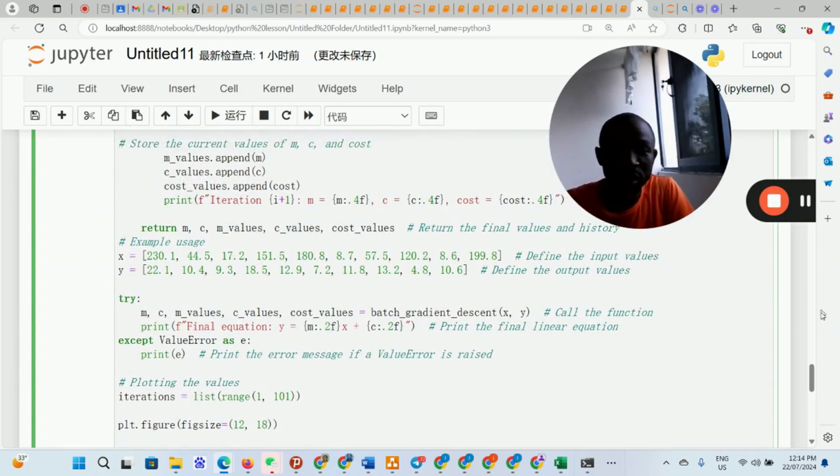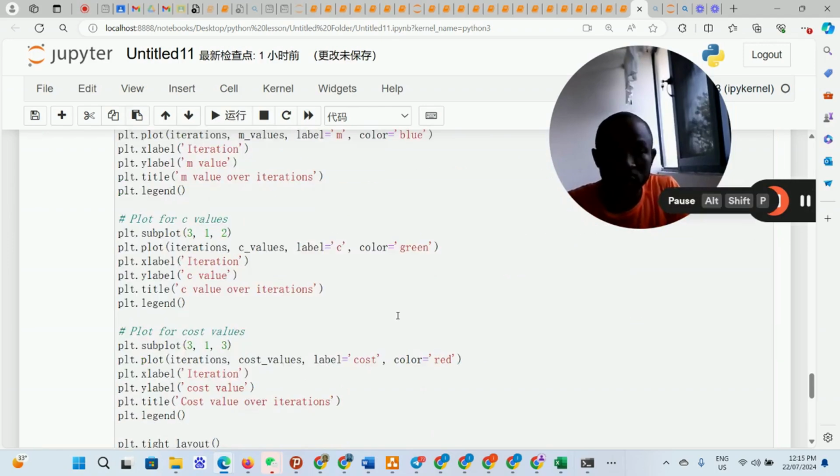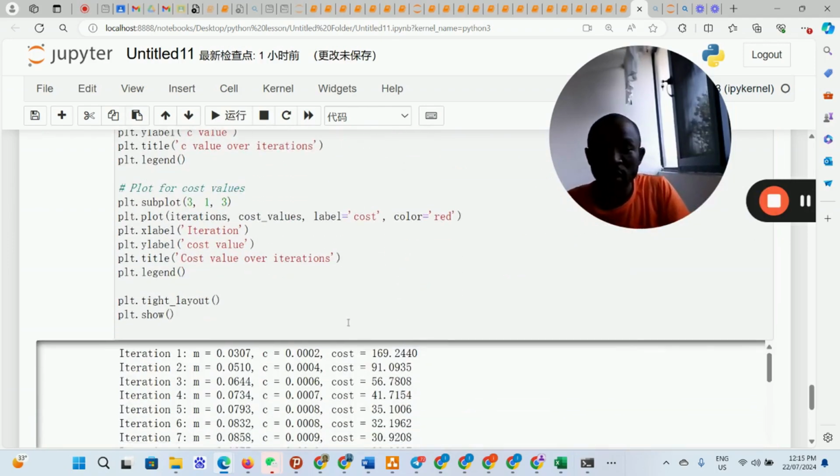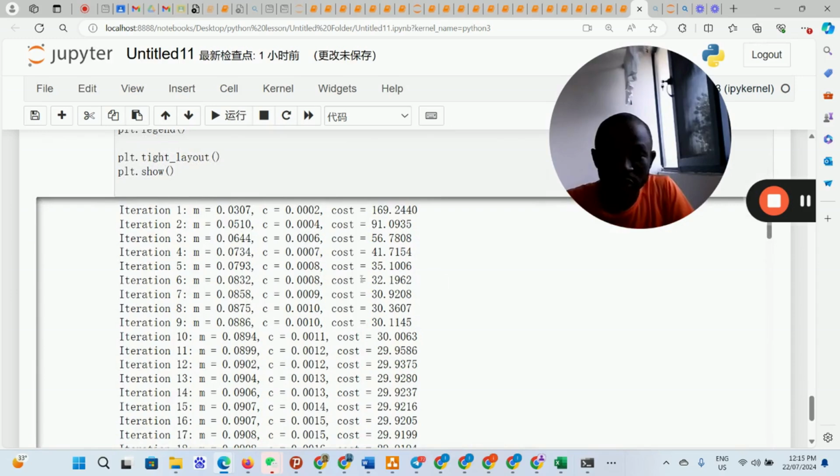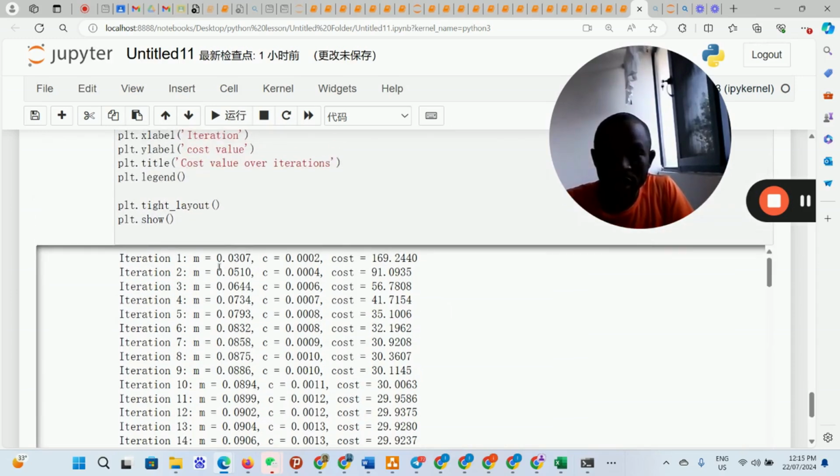So when we must have done that, we have to run our program. Yes, after we run the program, now let us look. Okay, now we have run the program. This is our result. We have iteration, m, c, and cost. Are we there? m, c, and cost.